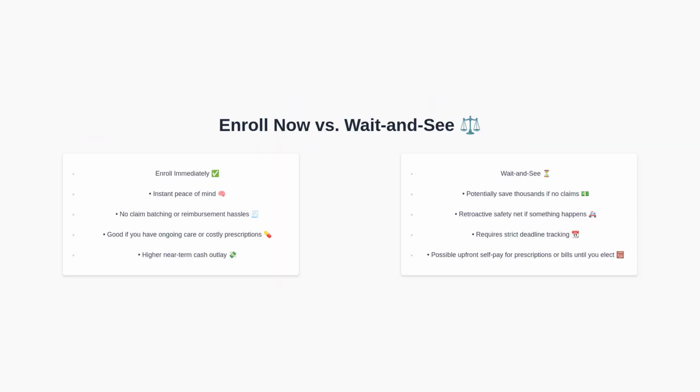On the left, electing COBRA immediately provides instant certainty. It is ideal if you expect ongoing appointments, procedures, or have expensive prescriptions because you avoid interruptions or reimbursement hassles. However, it requires paying high premiums right away. On the right, the wait-and-see approach can save substantial money if you have no claims during the 60-day window. You still retain a retroactive safety net for emergencies, but you must manage the deadline precisely. Additionally, some pharmacies or providers might require payment at the time of service until your coverage is activated, which can introduce administrative work for reimbursements later.